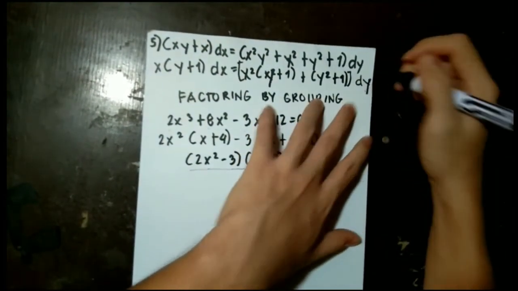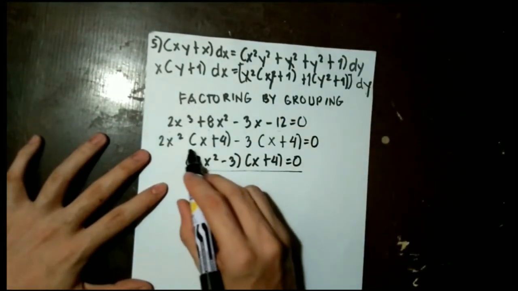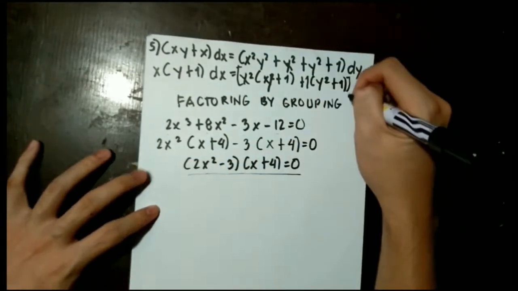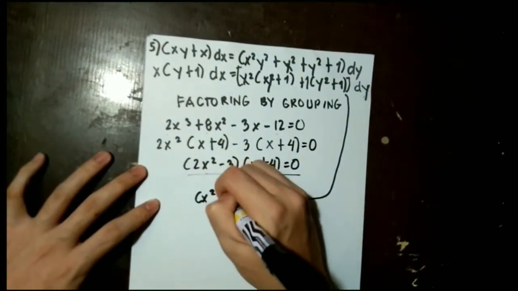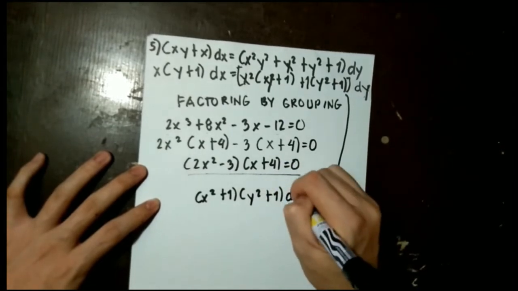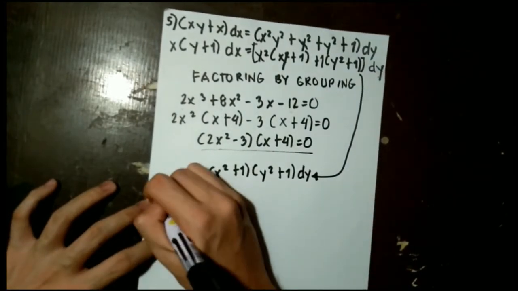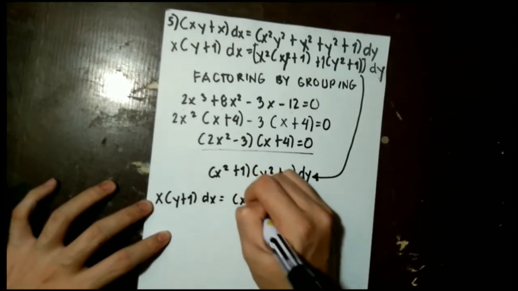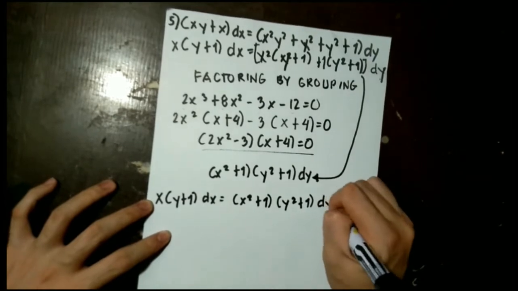So, since automatic may 1 naman dito, i-add na lang natin yung x squared plus 1. So, kagaya lang siya dito sa part na to. So, x squared plus 1. So, ang mangyayari sa equation dito is x squared plus 1 multiply by y squared plus 1 dy. So, pwede na siyang i-variable separable. So, again, isulat ko ulit yung equation, which is yung x times y plus 1 dx is equal to x squared plus 1 times y squared plus 1 dy.